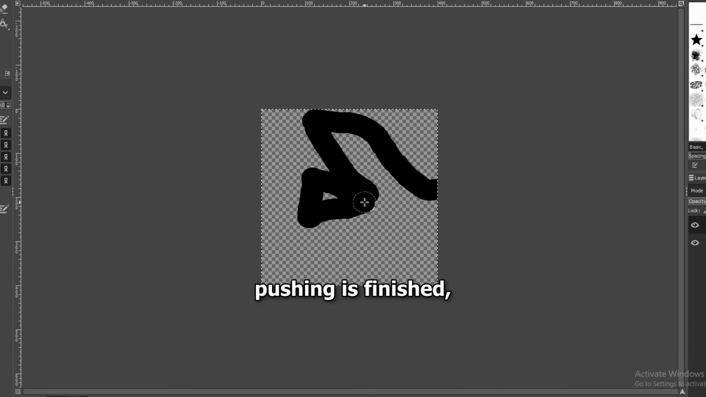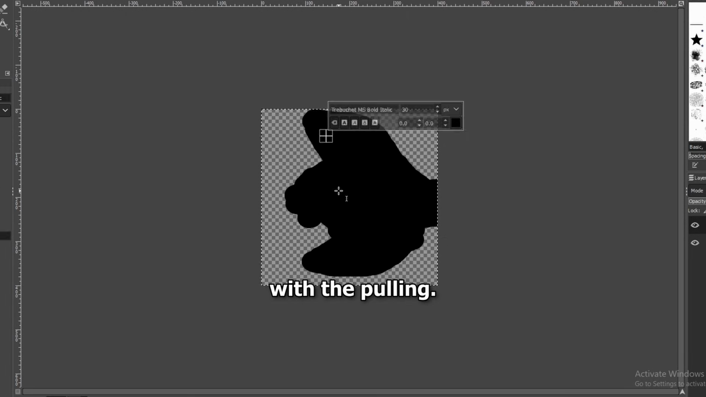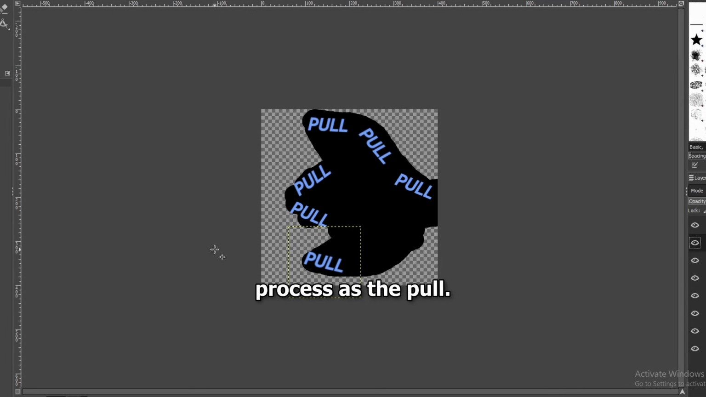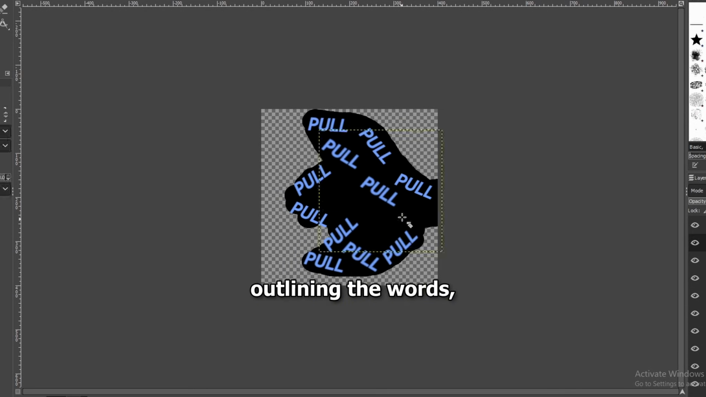Now that the pushing is finished, we gotta start with the pulling. Wait, Bob. For the pull, I went for a claw looking shape. I went with the same process as the push. 2 frames outlining the words, and here's the result. Now it's time for the combat.